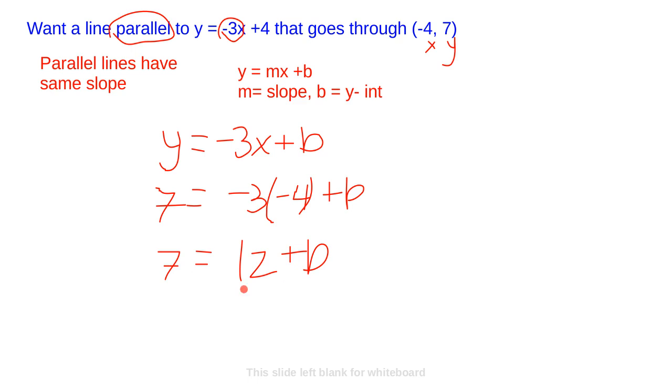And I just want to solve for b, so I could subtract 12 from both sides. And when I subtract 12 from both sides, I'm going to get a negative. And I can tell because I have 7 positives and then 12 negatives. That's more of them. So it'd be negative 5 is equal to b.